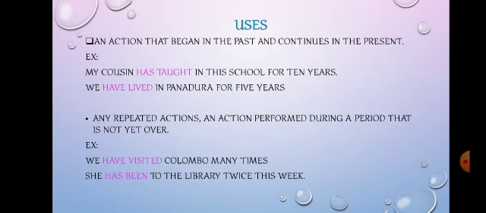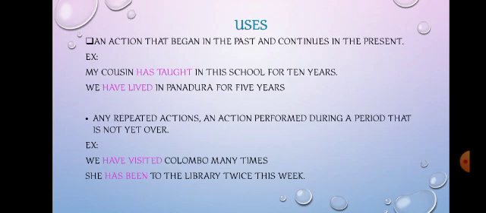So the sub uses, or the less important situations where we use this present perfect tense, are when you want to talk about any repeated actions. That is the first one. Example, we have visited Colombo many times. So, a repeated action. From last year, maybe you are visiting Colombo many times, so there you are saying you are repeating that action again and again. Even in the present you are repeating that action.